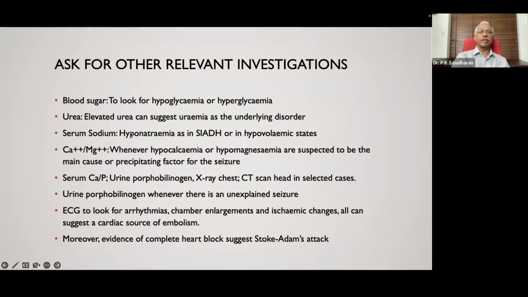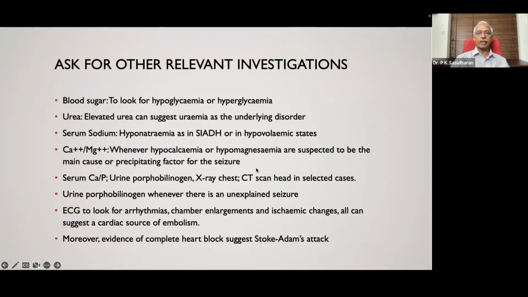After arriving at a clinical judgment, only then will you ask for investigations. But you will be taking blood sugar, urea, and electrolytes even at the first instance itself. Elevated urea can suggest uremia, and low sodium suggests hyponatremia due to SIADH or hypovolemic states. Calcium and magnesium may be done when you suspect it. So ask for serum calcium and phosphorus. When you suspect porphyria, ask for urine porphobilinogen.